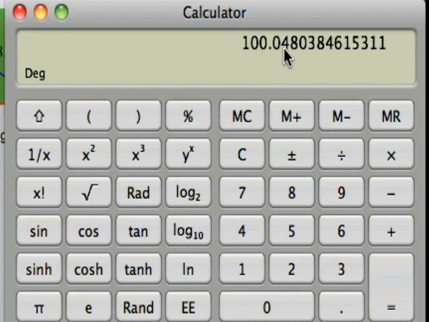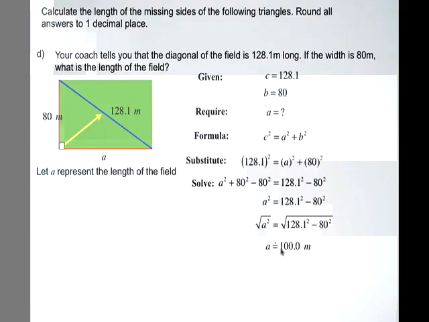100.04. So when we round to one decimal place, we look at the number after the zero after the decimal point, and the number after that is 4, so that means we round down to 0 or keep it at 0. So our answer then is 100.0. Rounded to one decimal place, A is equal to 100.0 meters.